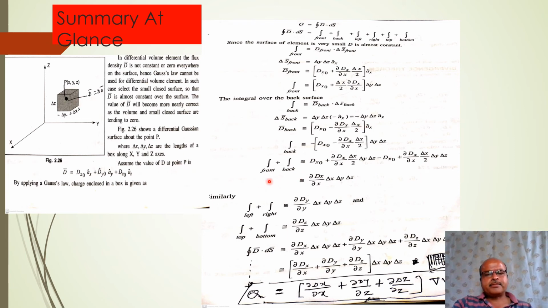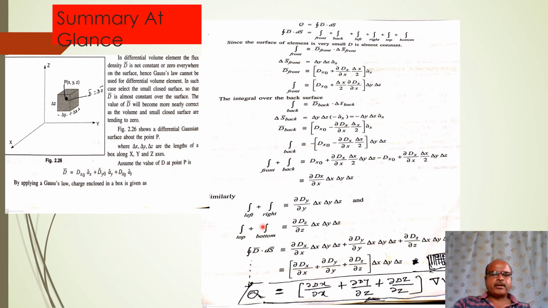Then add integral front plus back, then the Dx0 term gets cancelled, as these are twice of this term. Then this 2 and that twice get cancelled, and we will get this equation, partial Dx by partial x del x del y del z, which is the value for integral front plus back.